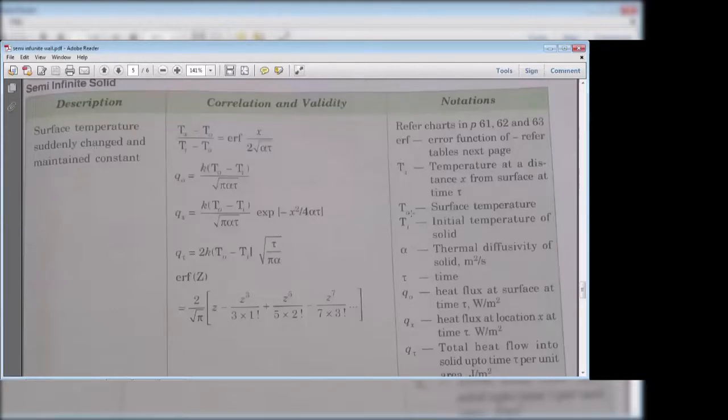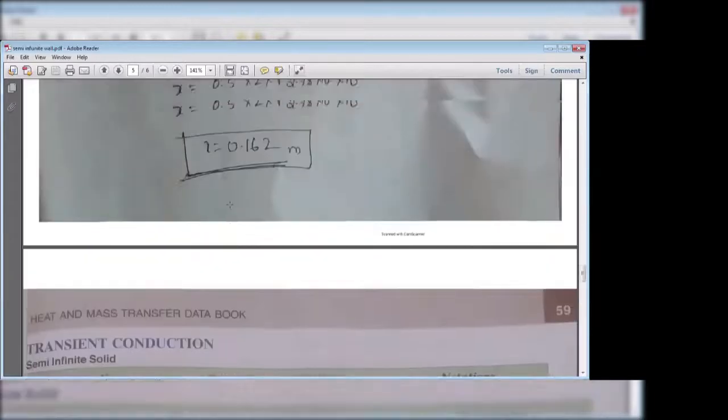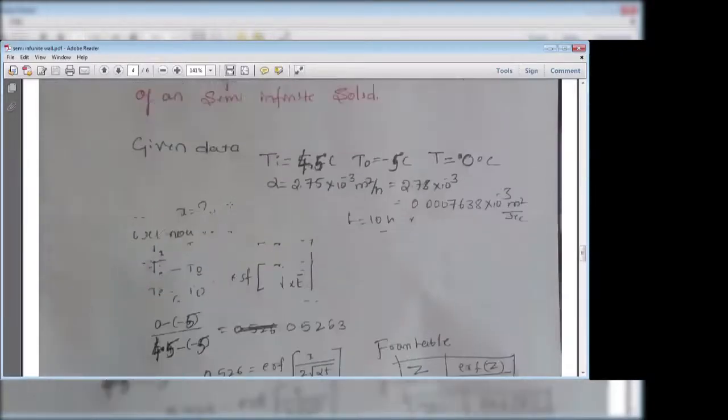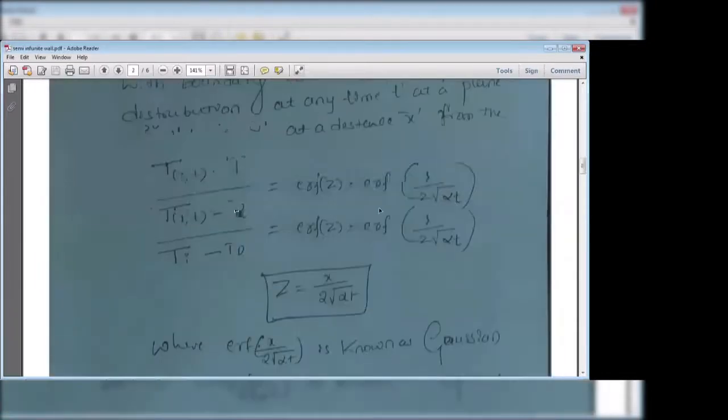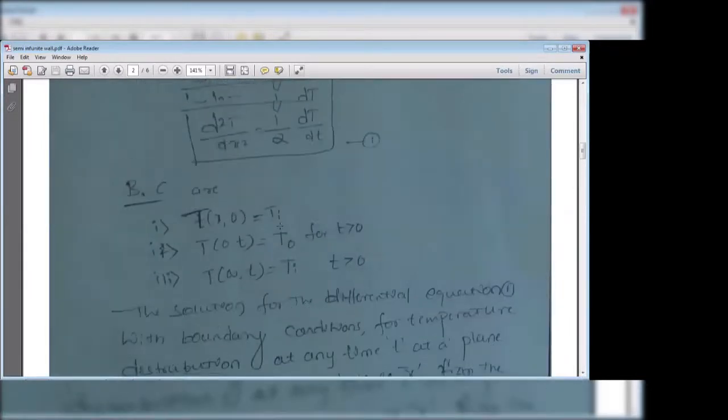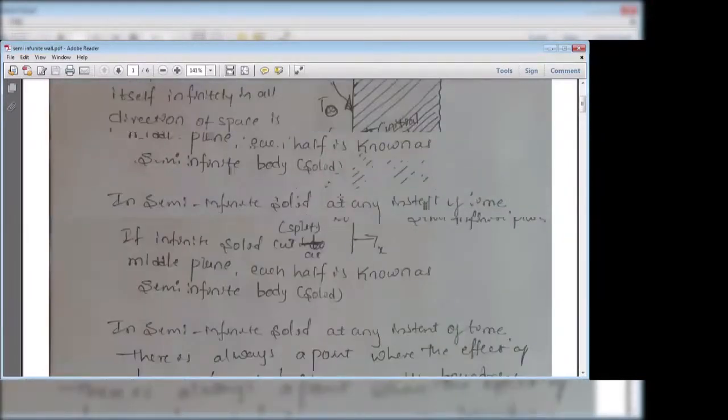Here they give what Ti and T naught are. You calculate the temperature at any depth x or at any time t, and also you calculate the heat flux. This small q naught is the heat flux. These are the important equations. Do you have any doubt here?